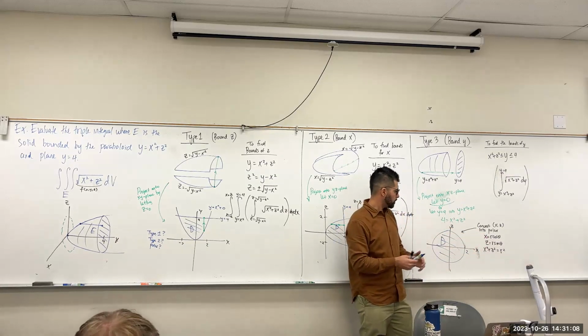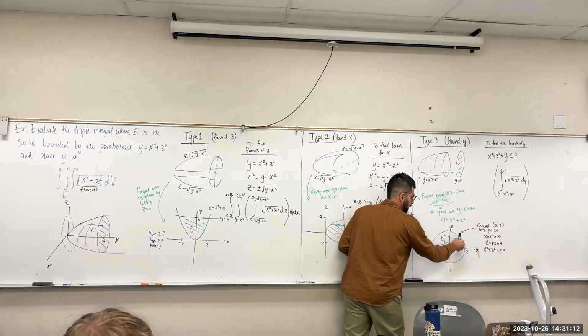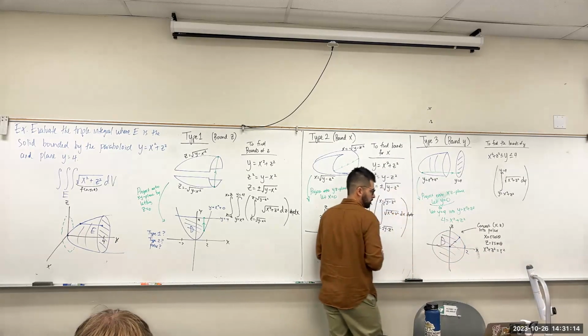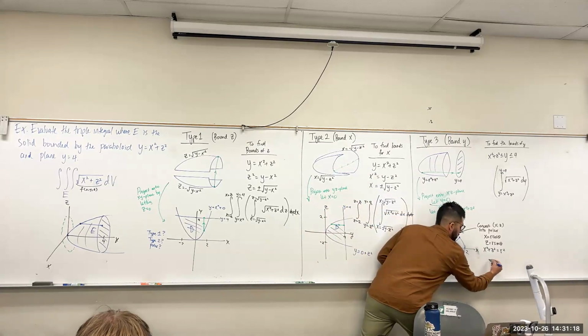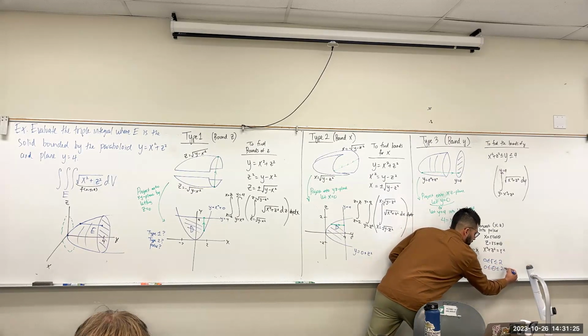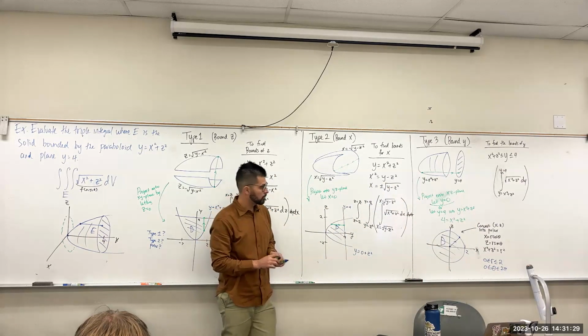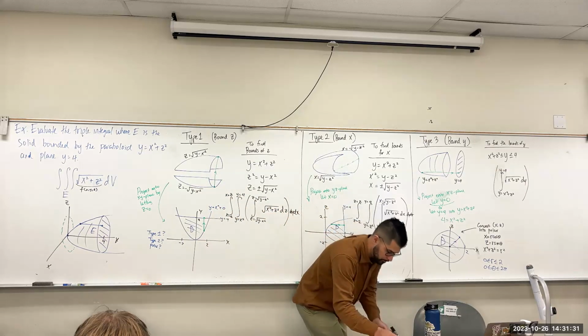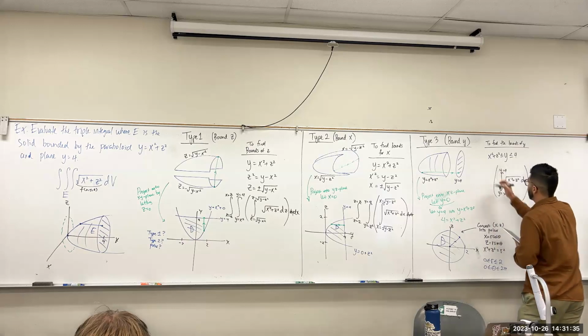Okay? So if you're converting to polar, R is going to be bounded by what and what? R is going to be bounded by 0 and 2, and theta is going to be bounded by the whole shebang, right? 0 to 2 pi. So let me write it this way.